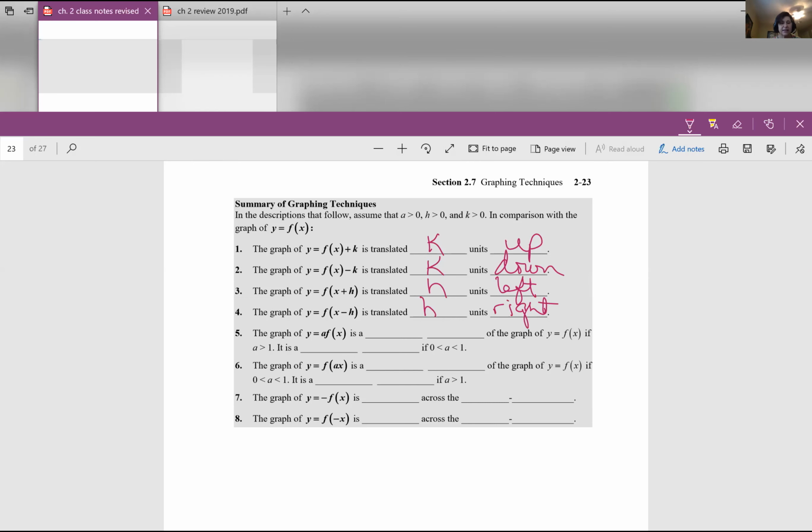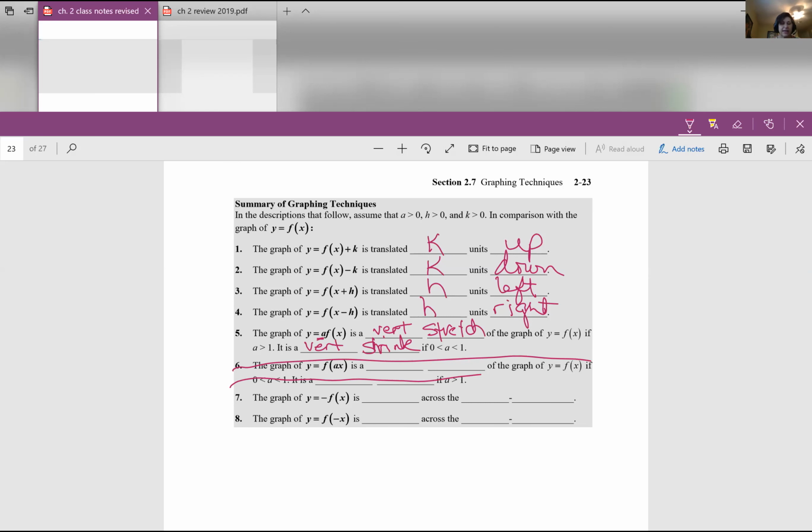Now, if I see that there is some number in front of the function, a number that comes right after the equal sign, as long as the number's bigger than 1, what does it do to the graph? Vertical stretch. Good. But if the number's between 0 and 1, it's a what? Vertical shrink. Good job. We did not do horizontal stretches and shrinks, but we did do this.